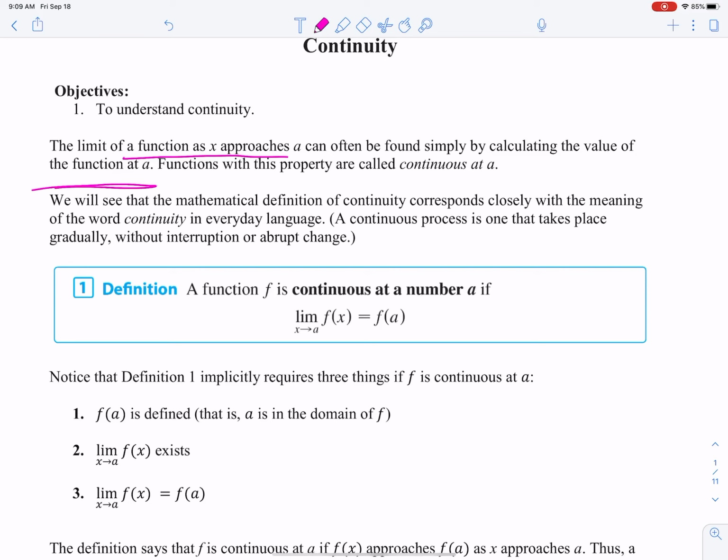Now remember we said, well, we're really not concerned with what's happening at x equals a, but in a few circumstances, right? Remember, if you have a polynomial or a rational function, and as long as a is in your domain, then you're allowed to plug in. All right, so functions with this property are called continuous at a.